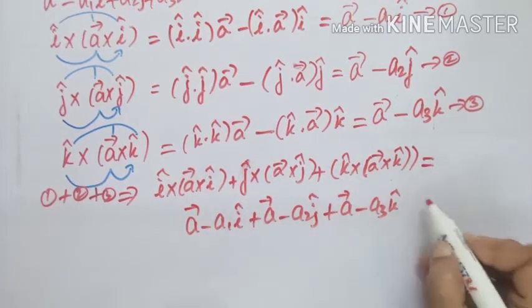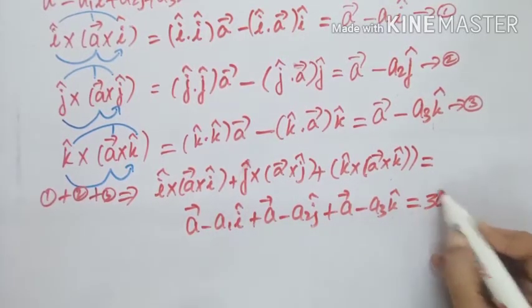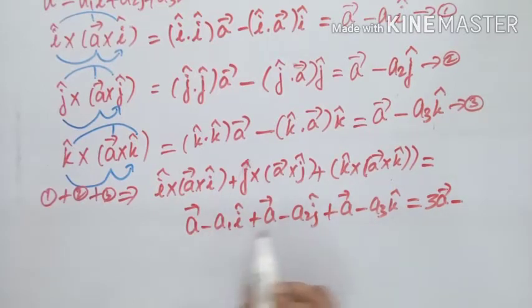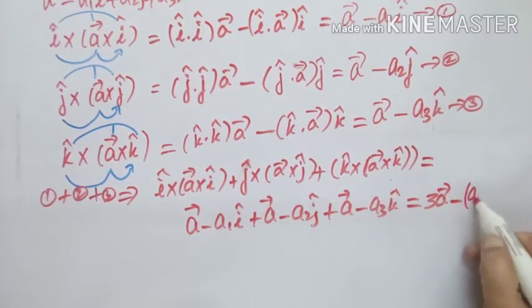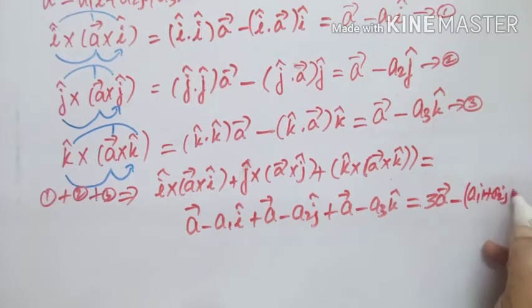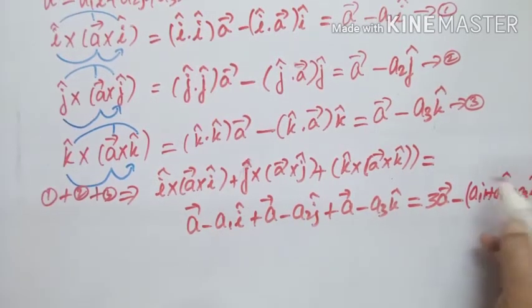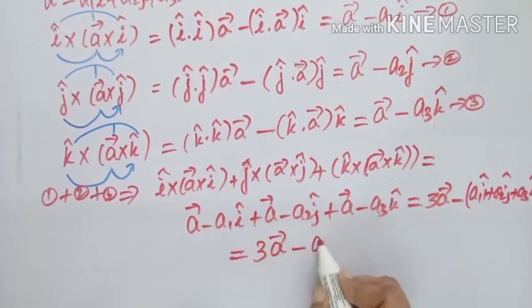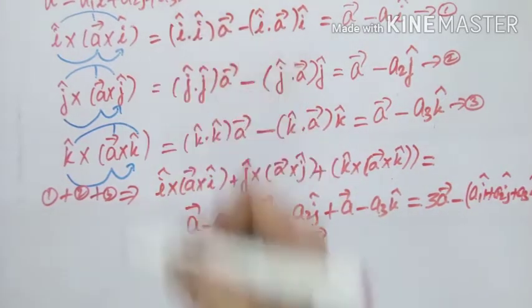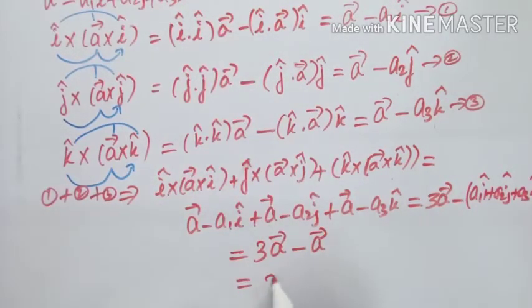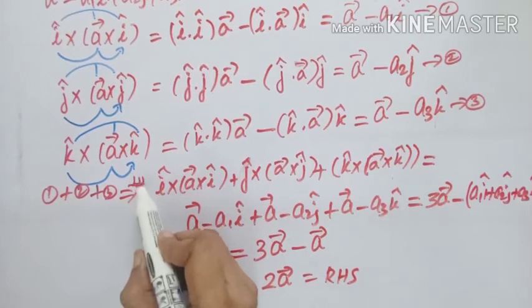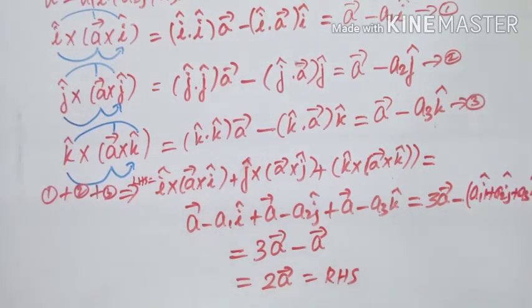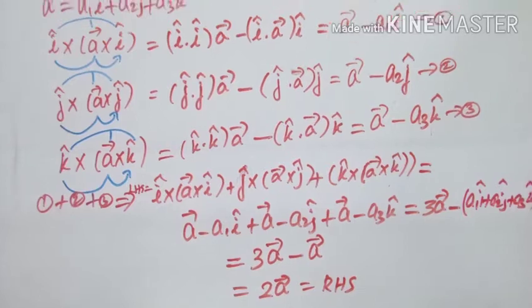How many A's are there together? 3 A's minus, all this minus I have taken common, A1i plus A2j plus A3k. What is A1i plus A2j plus A3k? It is nothing but A vector, our original assumption. So 3A minus A is nothing but 2A and 2A is the RHS. So we started with LHS and we arrived at the RHS and hence the problem.